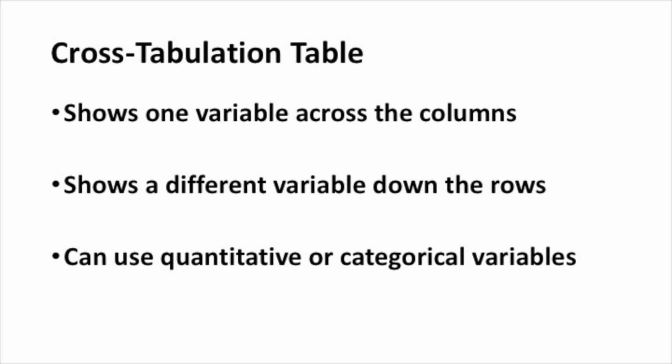With a cross-tabulation table, you show one variable across the columns and a second variable down the rows. A nice feature of cross-tabulation tables is that we can look at quantitative and categorical variables. In the case of a scatter plot, you're only able to show the relationship between two quantitative variables.